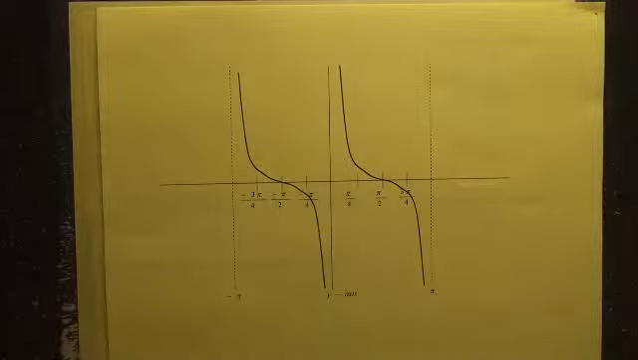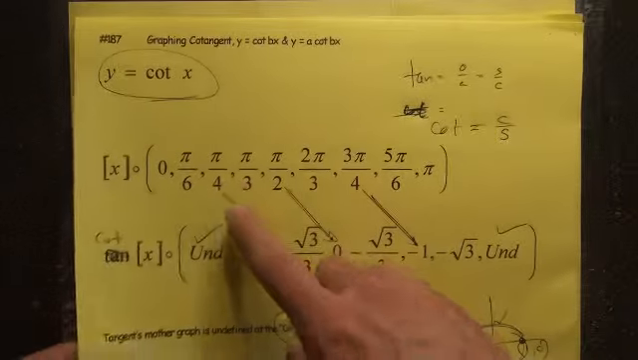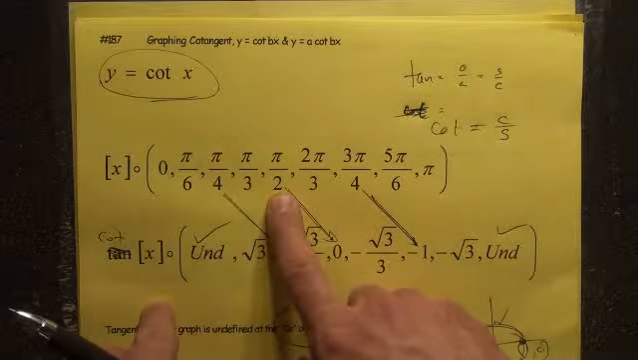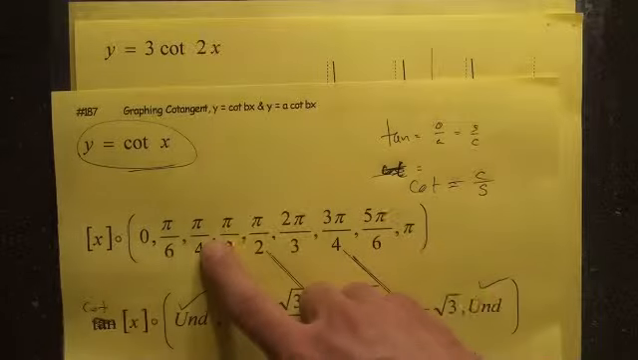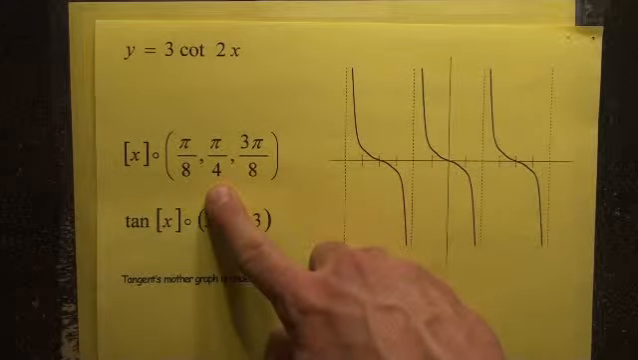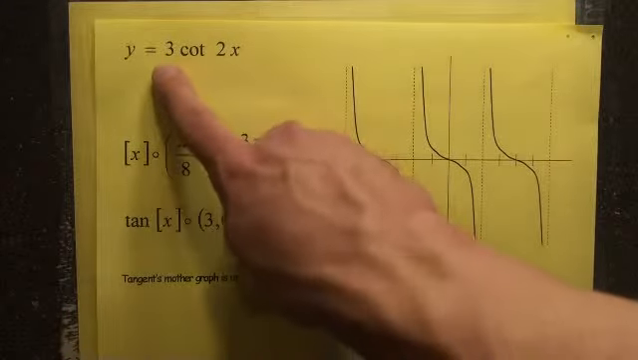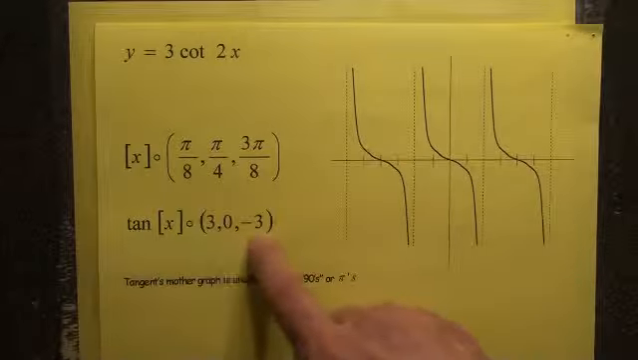Now when we take a look at y equals cotangent 2x, we take our pi over 4, pi over 2, 3 pi over 4, and divide by 2, and that gives us pi over 8, pi over 4, and 3 pi over 8. There it is. Then, instead of our range being 1, 0, -1, it's 3, 0, -3.